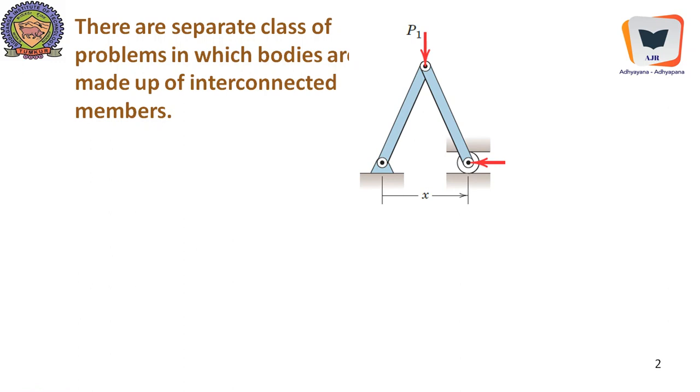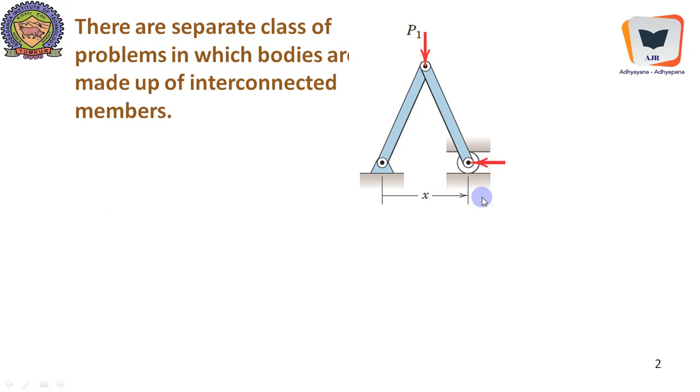A member something like this, which is connected in a triangular shape, and if you apply the force over here, P1, it will go in the forward direction, in the horizontal direction, because a roller is provided over here and there is no constraint as far as the movement of these forces. The problem may be to find how this movement can be stopped or what is the force that is to be applied in order to avoid the sliding.